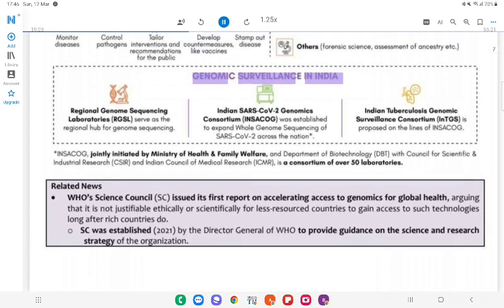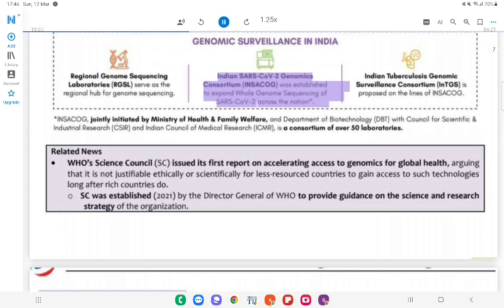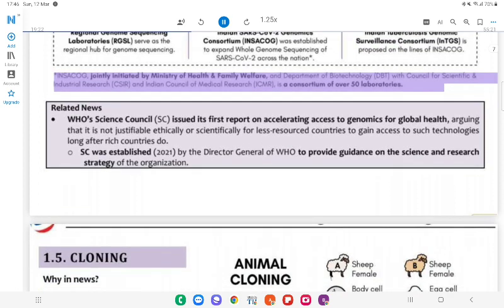Genomic surveillance in India. Indian SARS-CoV-2 Genomics Consortium, INSACOG, was established to expand whole genome sequencing of SARS-CoV-2 across the nation. Indian Tuberculosis Genomic Surveillance Consortium, ITGSC, is proposed on the lines of INSACOG. INSACOG, jointly initiated by the Ministry of Health and Family Welfare and the Department of Biotechnology, DBT, with the Council for Scientific and Industrial Research, CSIR, and the Indian Council of Medical Research, ICMR, is a consortium of over 50 laboratories.